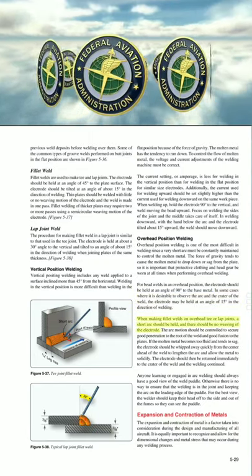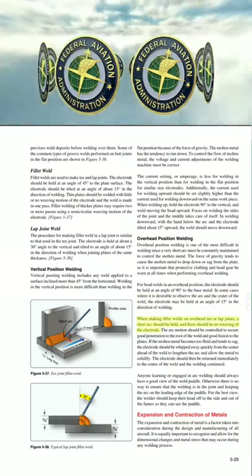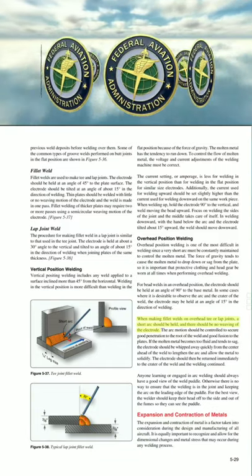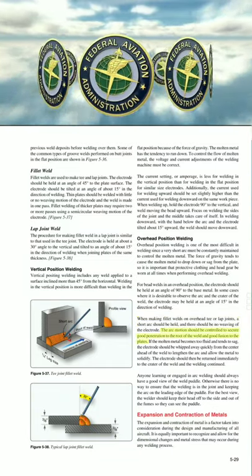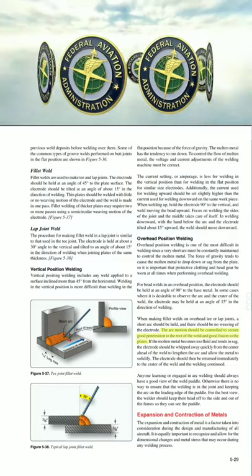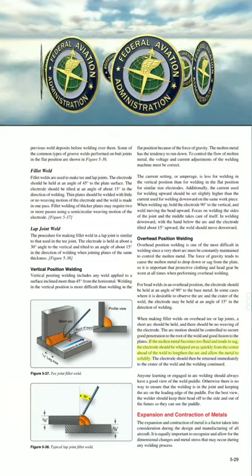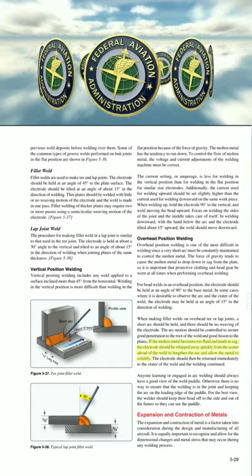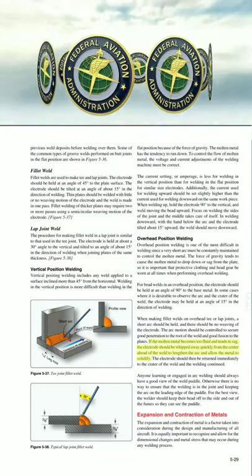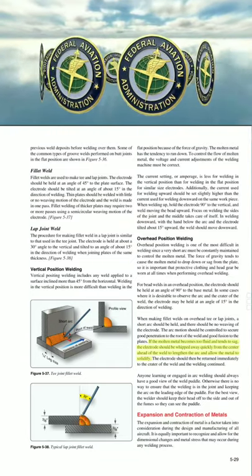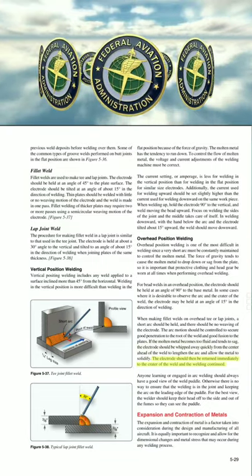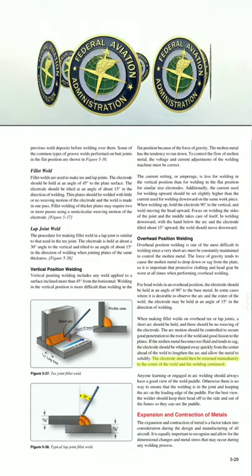When making fillet welds on overhead T or lap joints, a short arc should be held, and there should be no weaving of the electrode. The arc motion should be controlled to secure good penetration to the root of the weld and good fusion to the plates. If the molten metal becomes too fluid and tends to sag, the electrode should be whipped away quickly from the center ahead of the weld to lengthen the arc and allow the metal to solidify. The electrode should then be returned immediately to the crater of the weld and the welding continued.